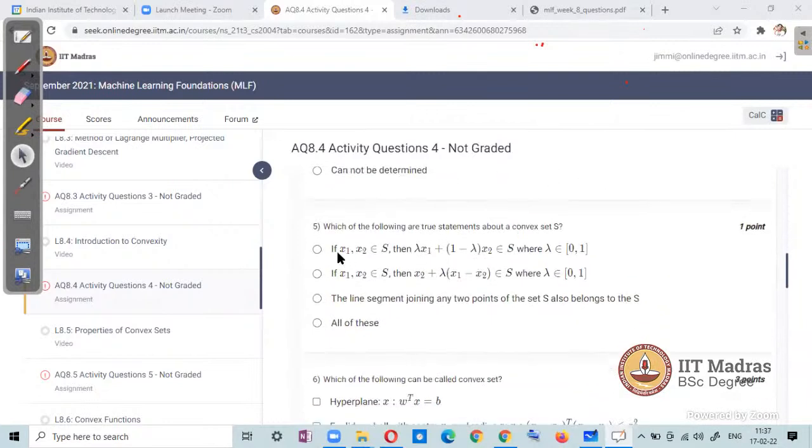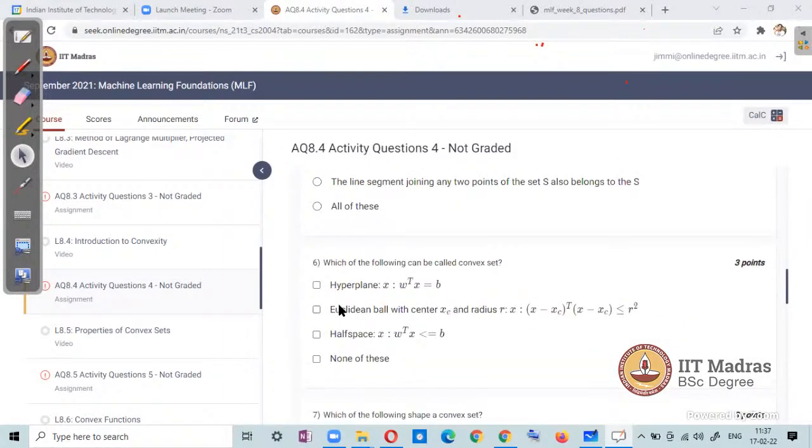So, which of the following are true statements about a convex set S? If x1, x2 belong to S, then lambda x1 plus (1 minus lambda) x2 belongs to S, where lambda belongs to [0, 1]. So just tell whether all of these... yes, all of them are correct. The first and second statements are nothing but just an improvisation of this one; we just separated the lambda value here. The line segment joining any 2 points of the set S also belongs to S. So all of them are correct.